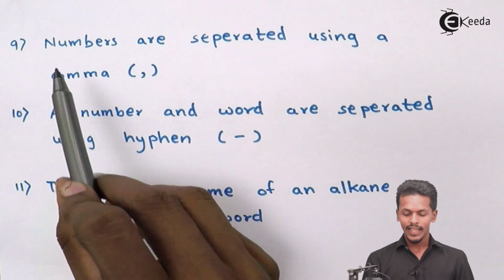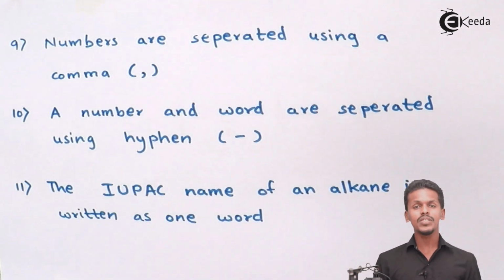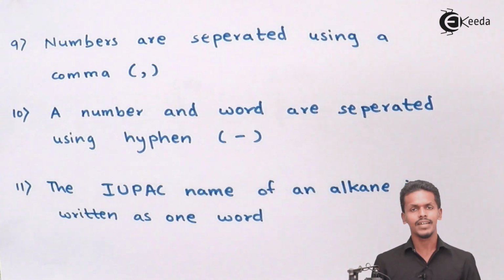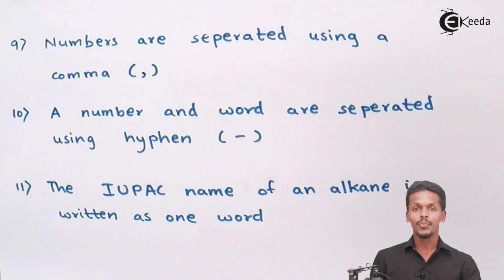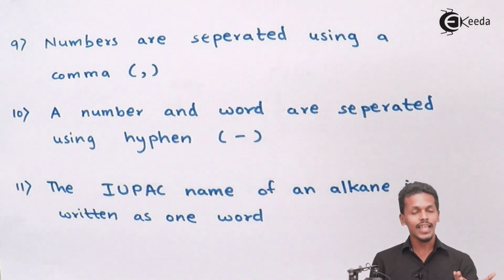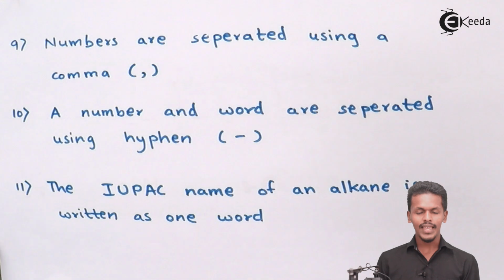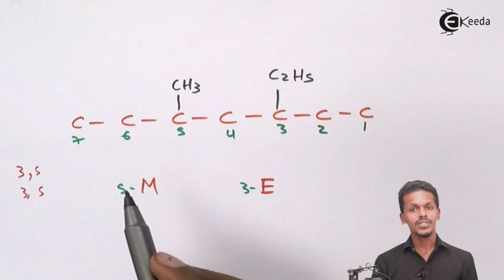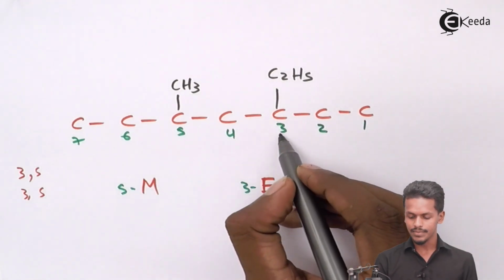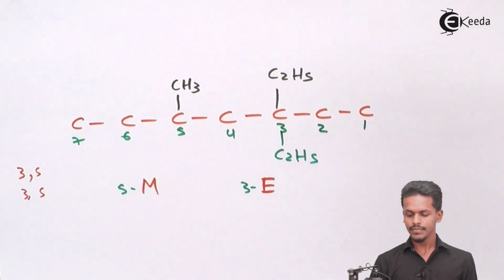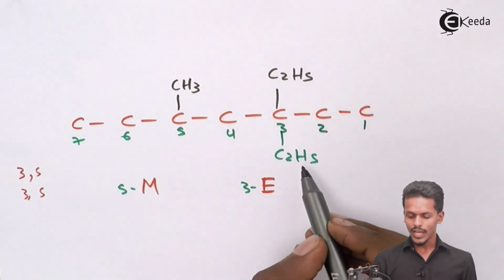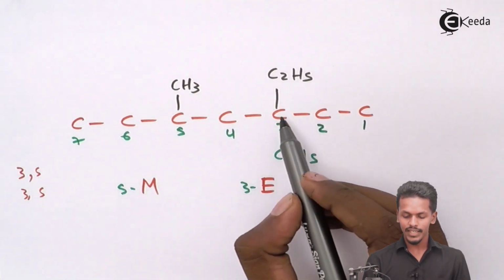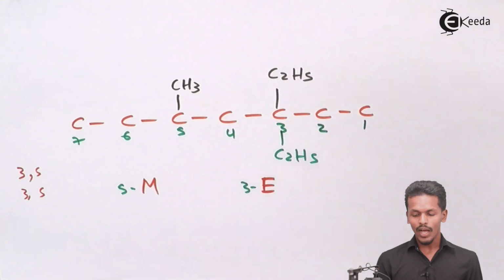The next rule says that the numbers are separated using commas. Suppose we have two or more numbers, just like in the example where on the third position there are 2 methyl groups. How can we name that? Suppose I take an example in this way. I can see that there are 3 substituents, one at position 3, again at 3 and 5. So how can I name this?